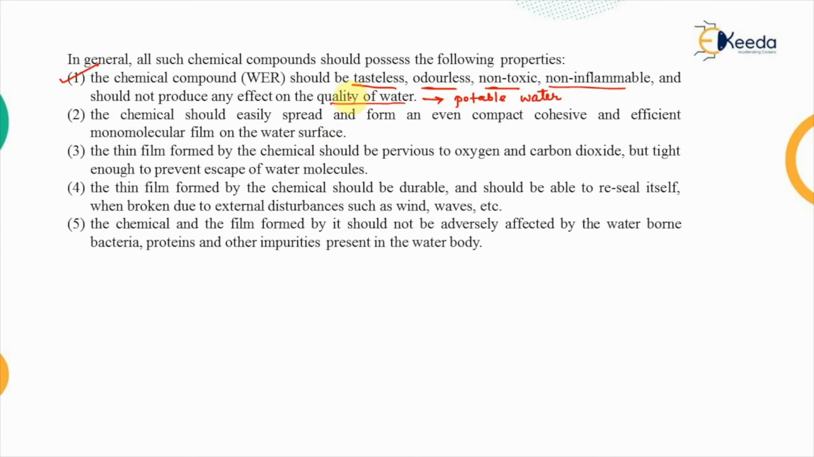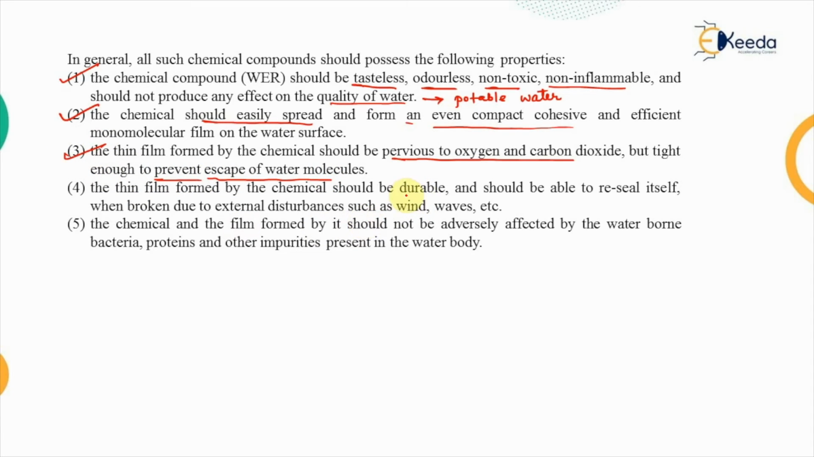The chemical that we are using should easily spread and form an even, compact, cohesive and efficient monomolecular film on the water surface. The thin film that we are providing should be pervious to oxygen and carbon dioxide so that there is no restriction on the respiration process, but it should be tight enough so that it is not providing the escape to the water molecules.